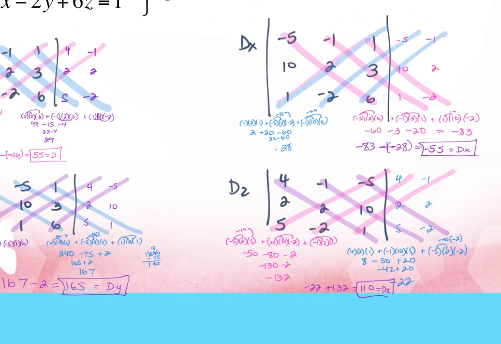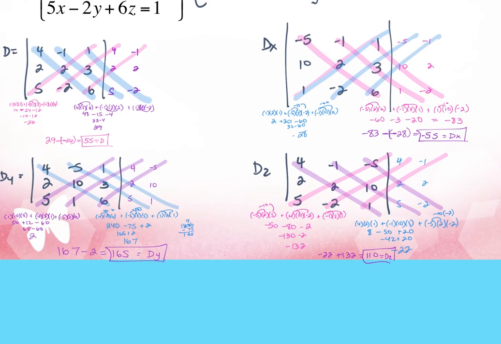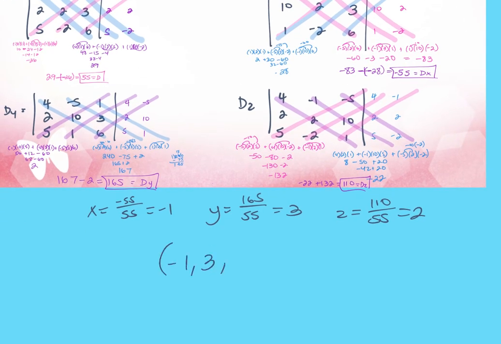So again, like I gave you a chart, each one of those gets its own box, and then underneath it's going to say find the solution. So x is your d of x, which is negative 55, over d, that's negative 1. Y is your d of y over d, which is 3. And z is your dz over d, which is 2. And then negative 1, 3, 2 is the solution to that system. Questions?